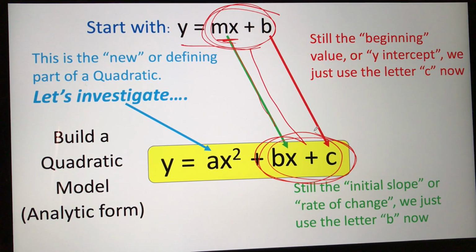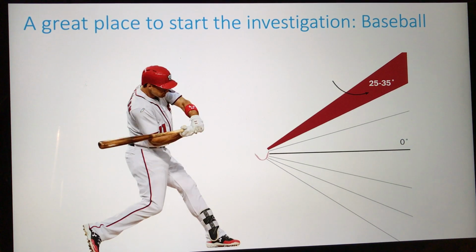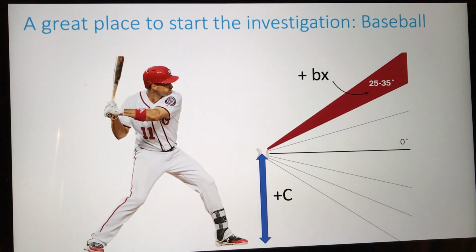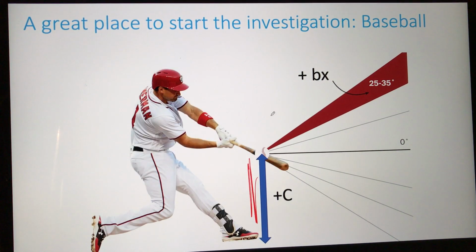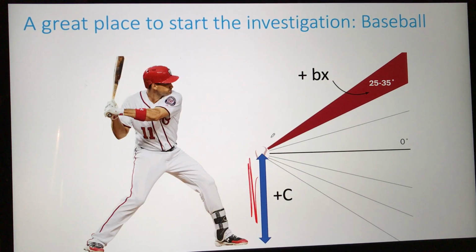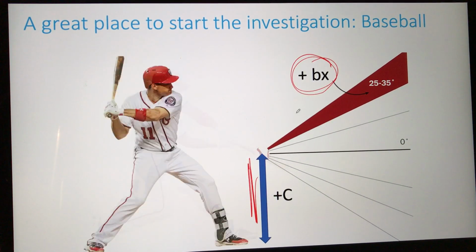This is the new, or defining, part of the quadratic. It's this ax squared part. That's the new part, so let's investigate that. The best way to think about it, I think, is with baseball. Imagine hitting a baseball. We know we have an initial height, c, and when we hit the ball, it flies off at a certain angle, or that slope, or that initial value. That's the bx. We're used to these kinds of things.